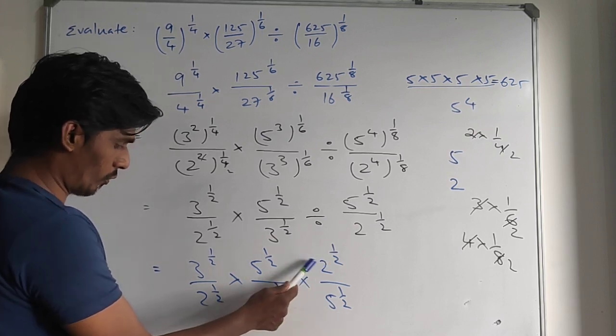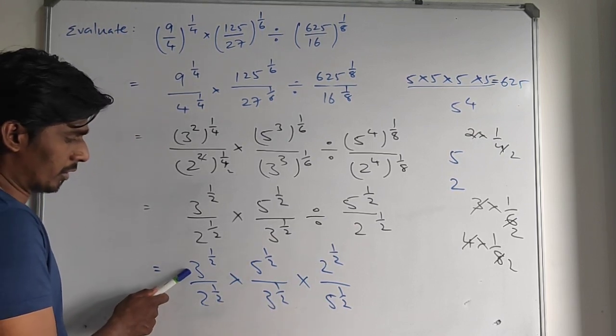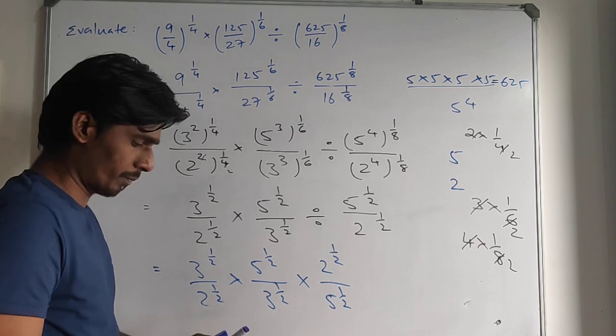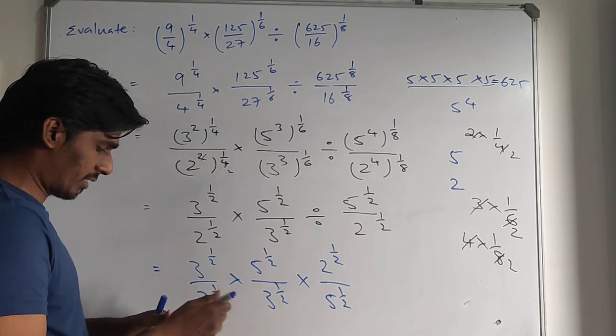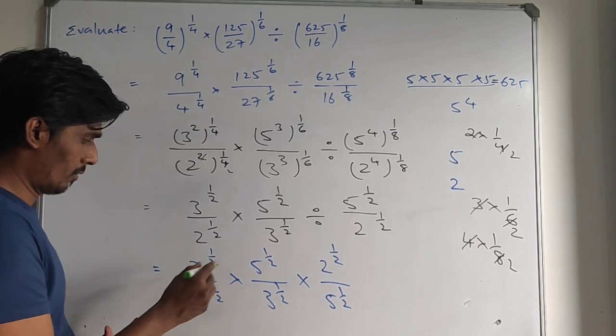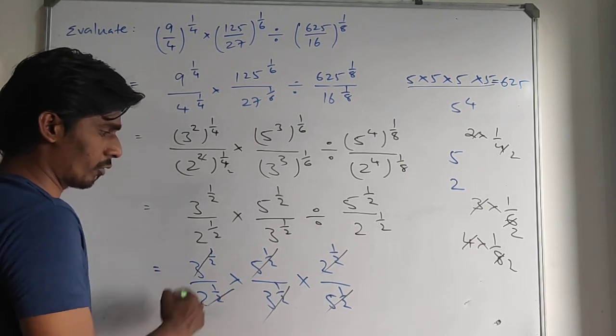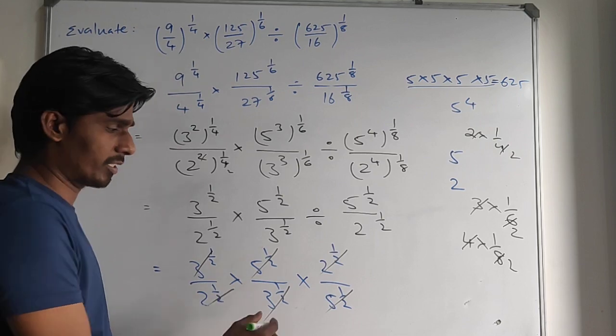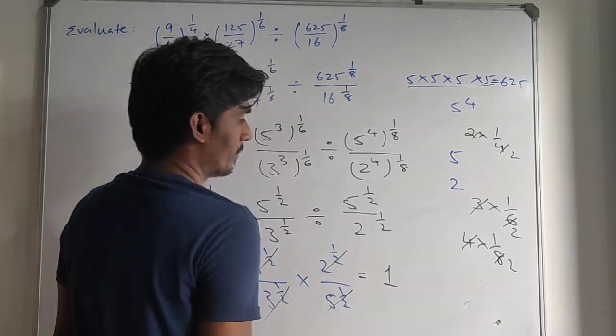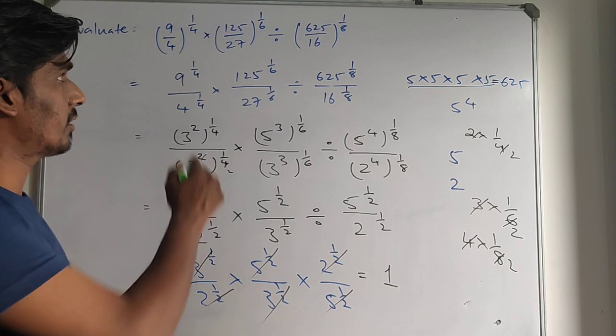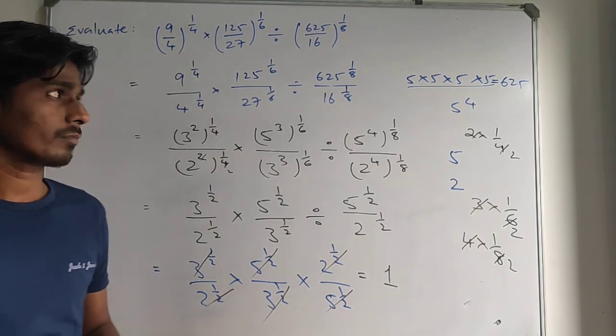So here if you look at these numbers, 5 raised to 1 by 2, 5 raised to 1 by 2, 2 raised to 1 by 2, 2 raised to 1 by 2, 3 raised to 1 by 2, 3 raised to 1 by 2. So all these numbers get cancelled here. It's not 0, it's equal to 1. So this is the way we can evaluate this given question.